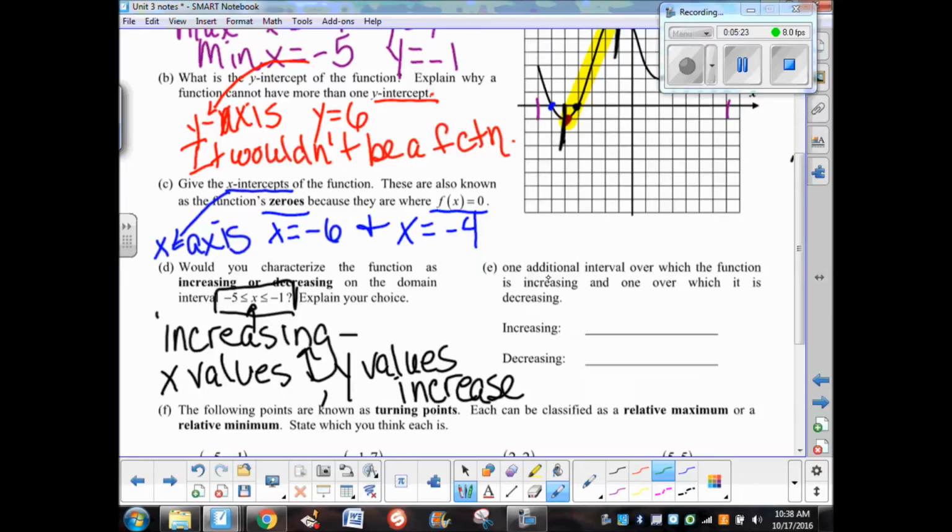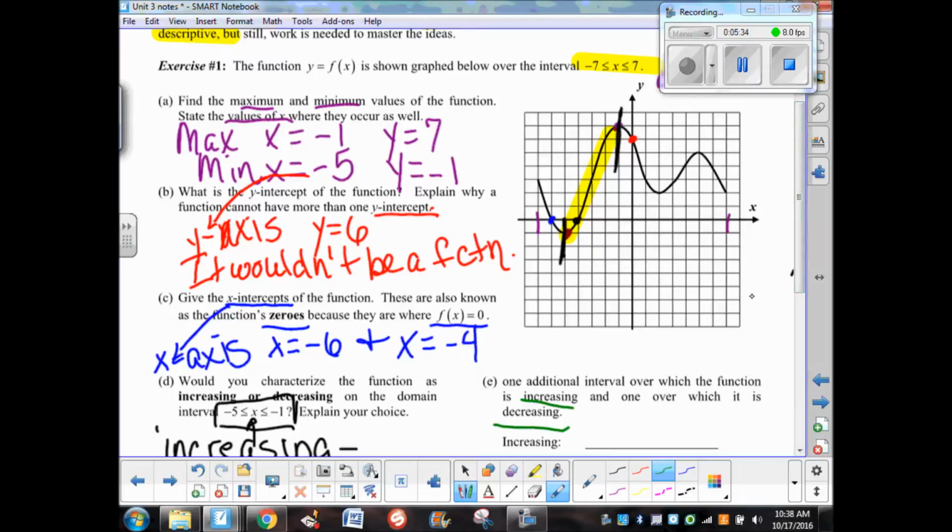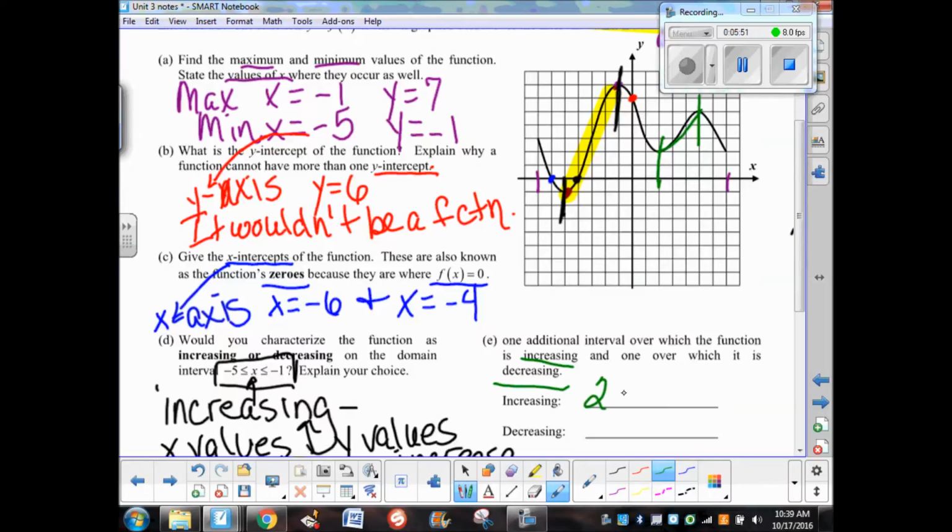Letter E says to find one additional interval over which the function is increasing and one over which the function is decreasing. So let's look at our graph and find one other piece where it's increasing, where it looks like it's going uphill. I think I might pick this here. So what is that interval? That goes from 2 is less than or equal to x, which is less than or equal to 5. Or you could write it in interval notation: 2 comma 5 bracket.